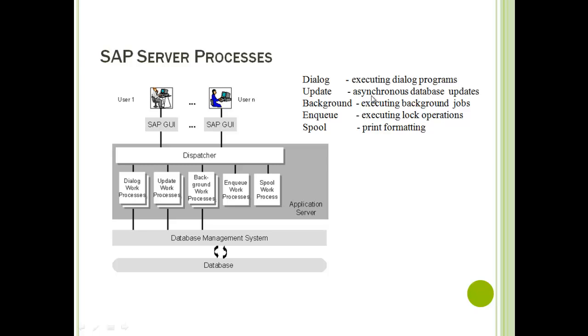First one is the dialog process. This dialog process executes dialog programs. Dialog programs means, for example, a user who's logging in from an SAP GUI is a dialog user. For example, we logged into our SAP system and ran SU01. So we logged in as a dialog user and executed the program SU01. This is a dialog program.